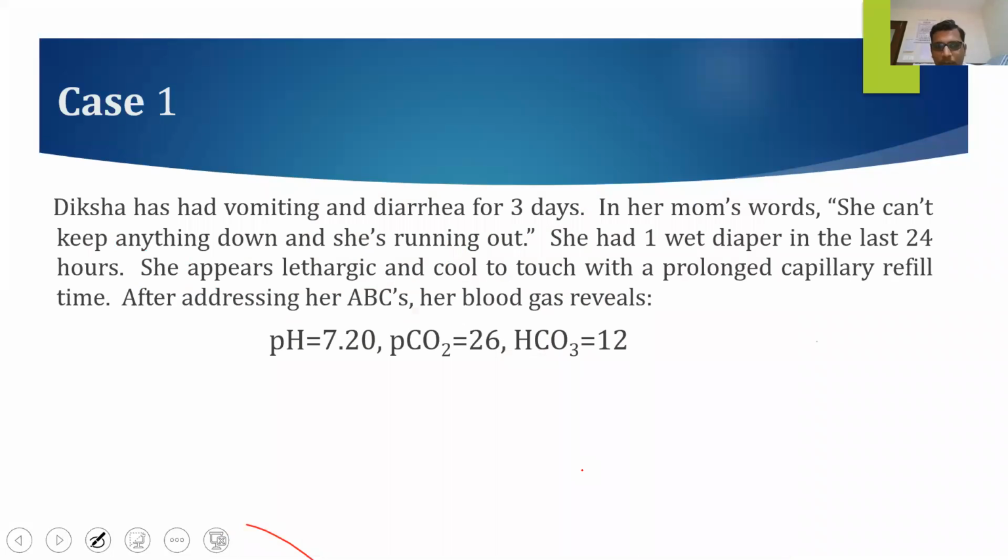A patient had vomiting and diarrhea for 3 days. So she was not keeping anything down, and she was having persistent loose stools, and she appeared lethargic and was cold to touch, and she had prolonged capillary refill time. So her ABG revealed pH of 7.2, PCO2 26, bicarbonate 12. So give your interpretation.